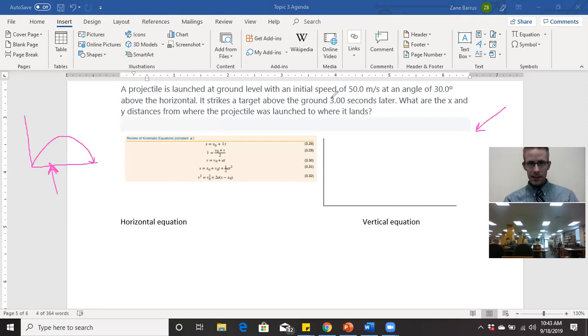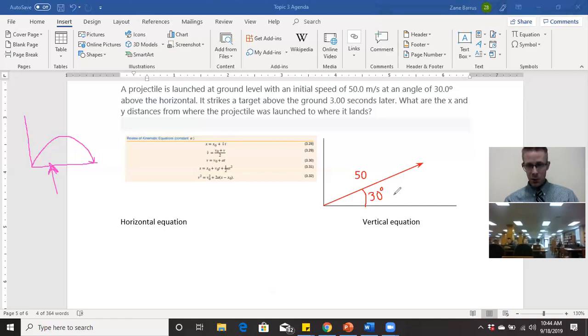So what we're going to do first is draw our velocity vector. Now they told us our velocity vector is 50 meters per second. So I'm going to draw that coming out of our origin. Let's say that here's our vector. It's 50 meters per second, so I'm going to label it 50. They also told us that this object was launched at an angle of 30 degrees above the horizontal. Let me pencil that in real quick. So 30 degrees. Okay, so we just drew our situation.